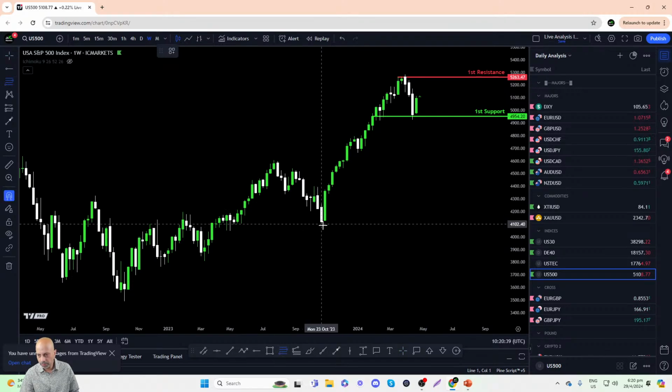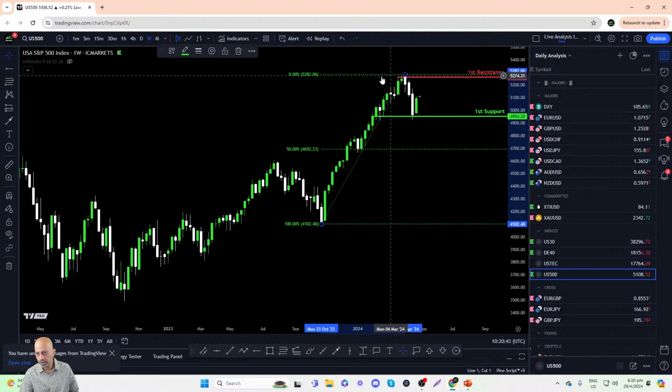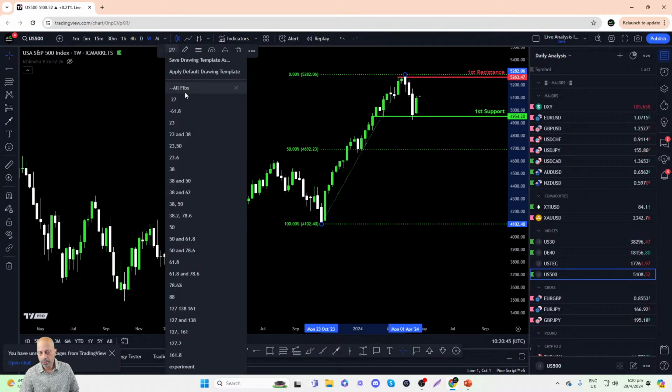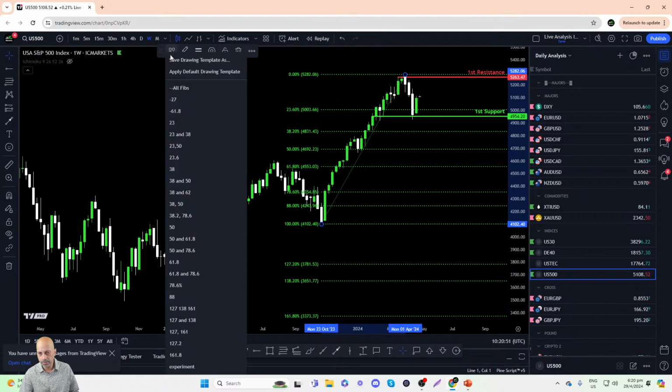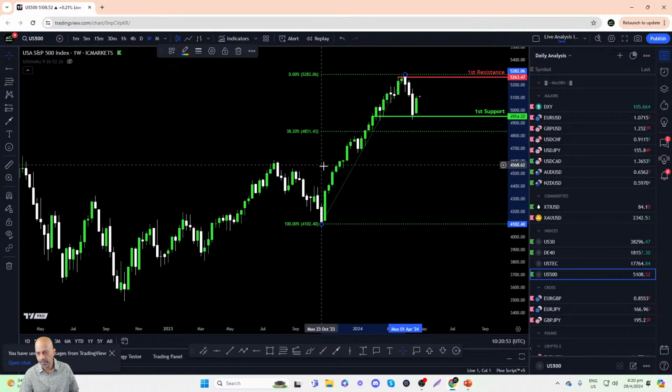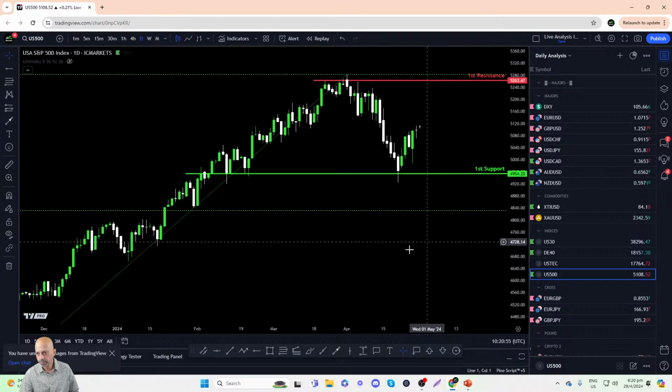We can also run a Fibonacci retracement from this swing low, 23rd of October, going up to the all-time high. Let's pull up all the fibs. We see 23.6%. That's already gone past, so we don't need that. Maybe we'll just keep 38. Perhaps there's something we can identify on the daily time frame.